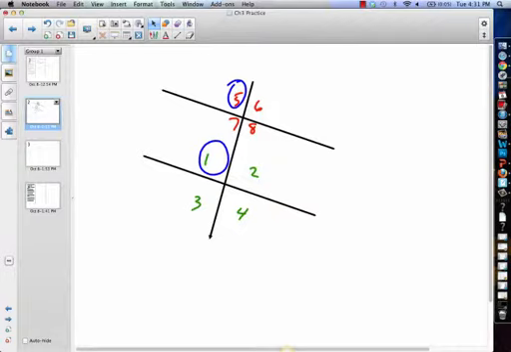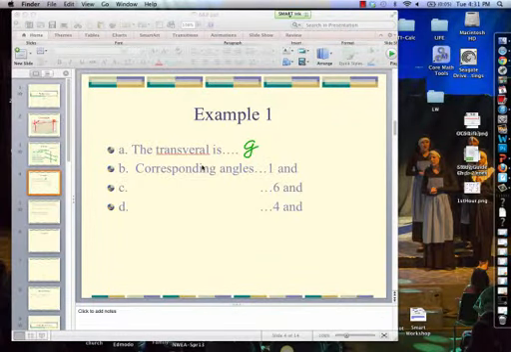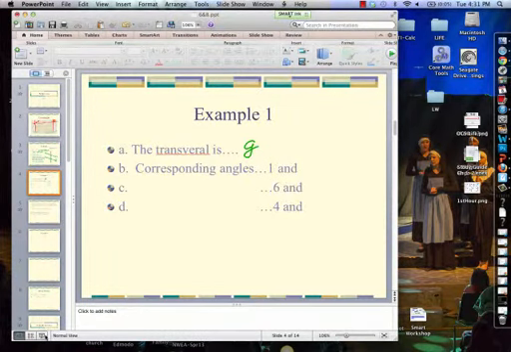So that's another quick example of what we would mean by the angles that are corresponding. So go ahead and see if you can answer the other two now. So angle 1, we already said corresponds with angle 5.